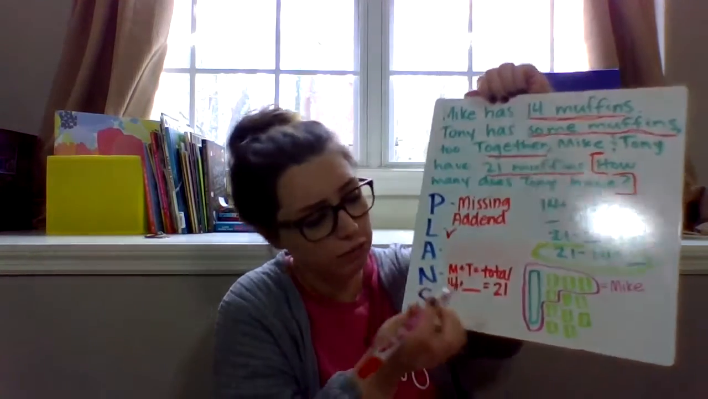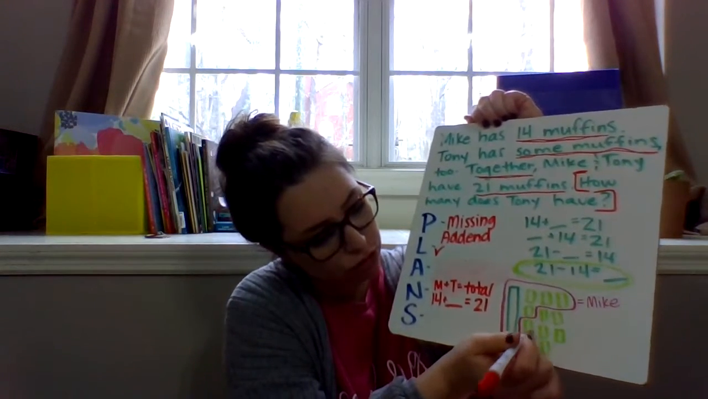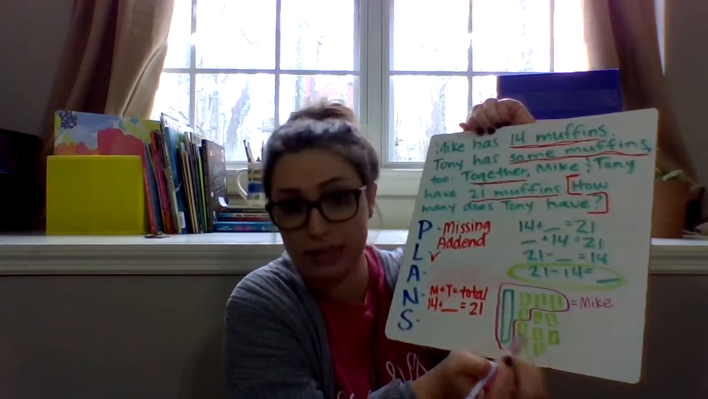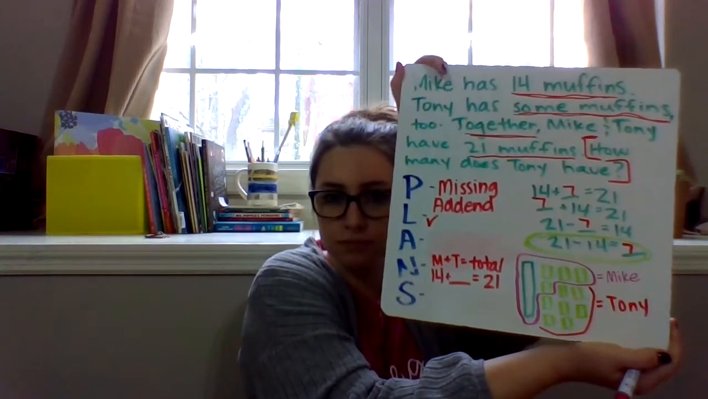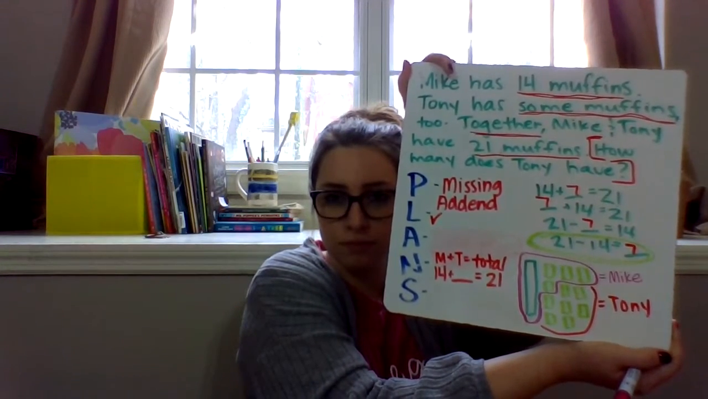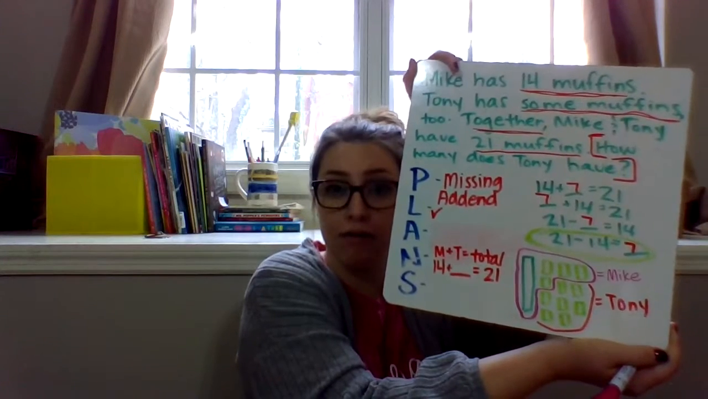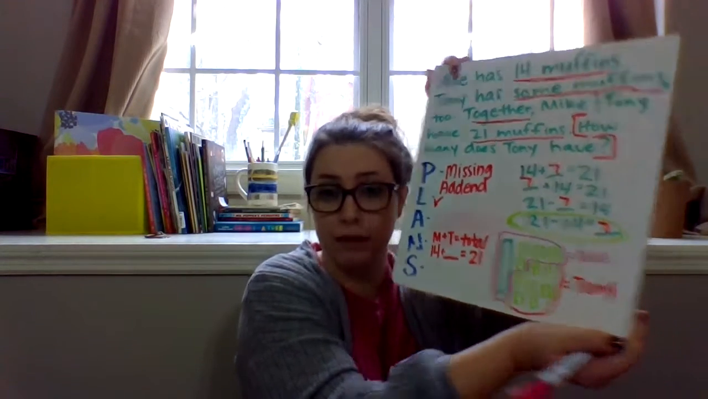Well, let's count them right here. We've got 1, 2, 3, 4, 5, 6, 7. 7 are left to be Tony's. 7 are left to be Tony's. So I'm going to go back up here into the fact family, fill in 7. All right, now I can go and write my answer and fix my number sentence.